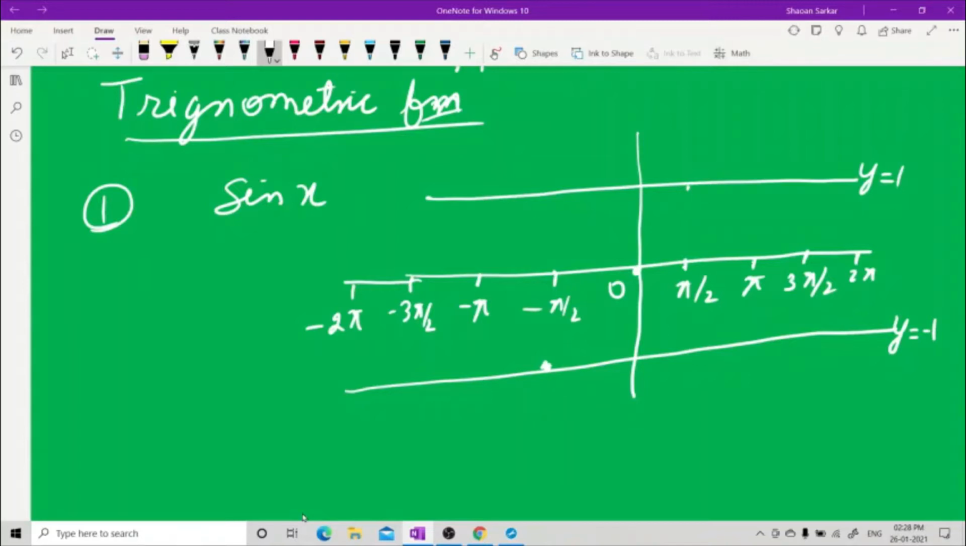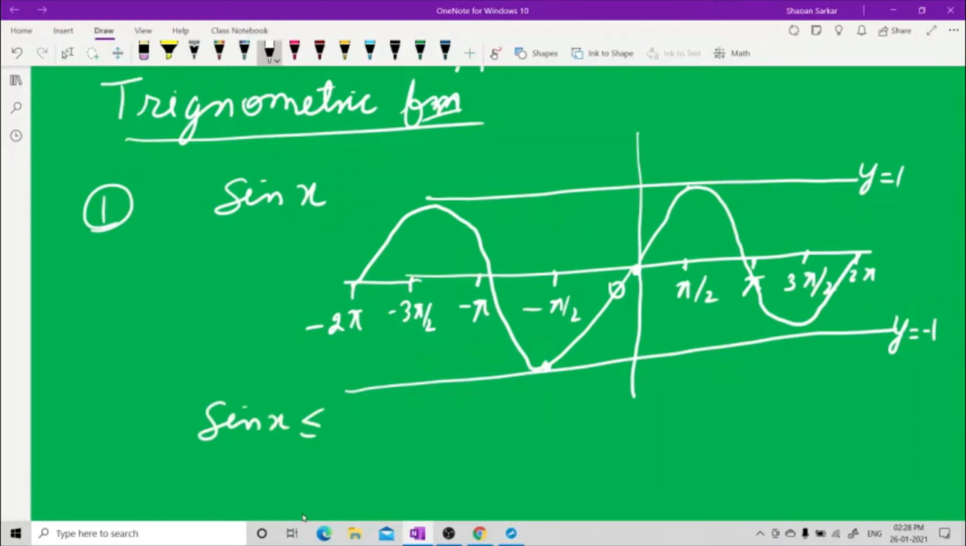And at pi, it is again 0. So, this is the way it will go till here and then it will come back here. This is the graph of sine x and nothing more is there in this. So sine x lies between plus 1 and minus 1.